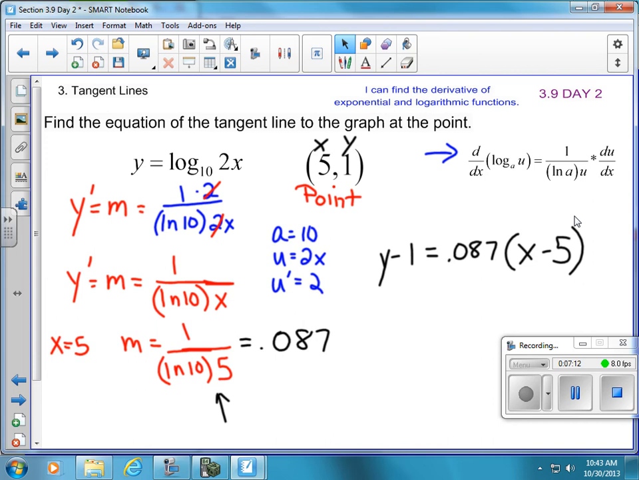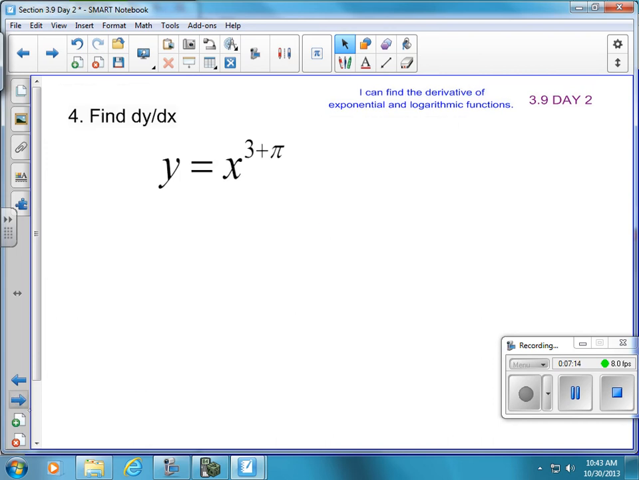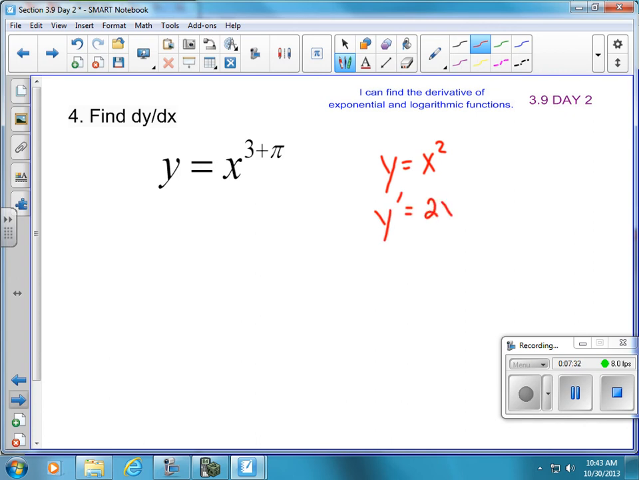Okay, next problem. This is a tricky one. Y equals x to the 3 plus pi. Now let's remember that pi is a number. All right, now we don't really need any of our fancy formulas. Remember how you take y equals x squared? Y equals x squared, the derivative of that is 2x, and you subtract 1, so 2x to the 1. That's exactly the kind of function we have here.